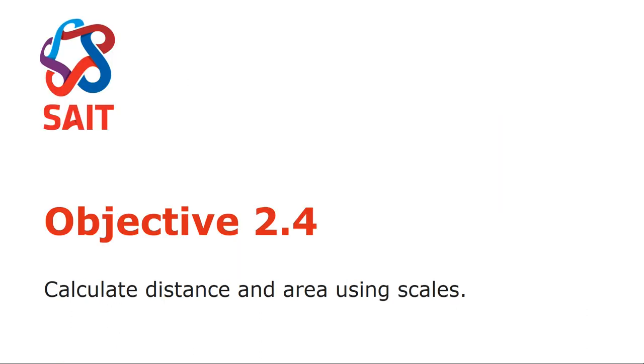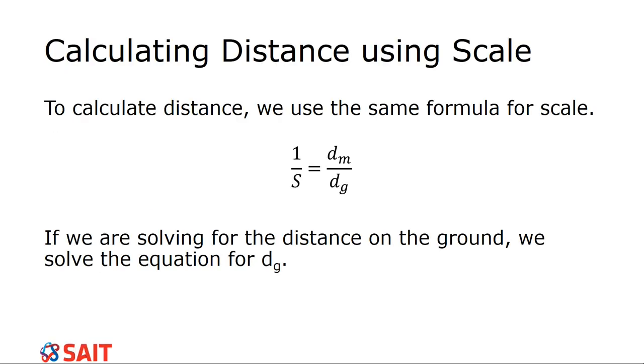All right, so objective 2.4 is calculating distance and areas using scales. So here we always use the same formula. As soon as you use scale, you are doing the exact same thing with the exact same ratio, except that you're just using different numbers. So the methodology is pretty much the same, and it's just solving for another value.